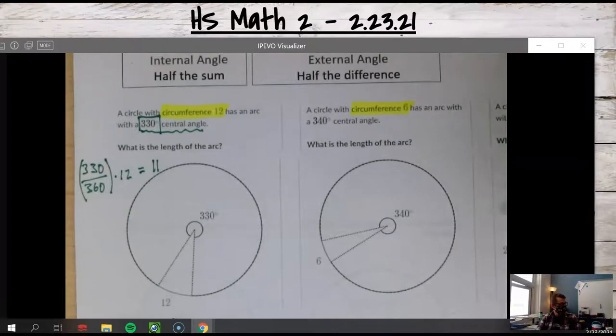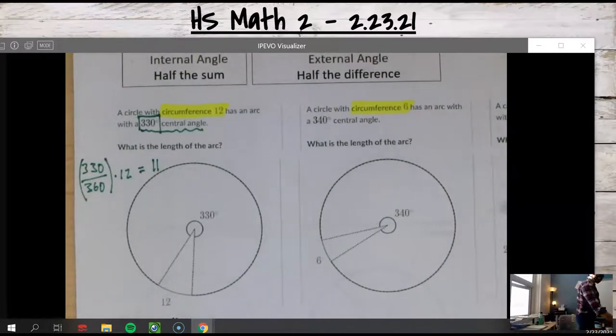We are using the ratio of, nice of you to join us. We're using the ratio of the central angle that we have divided by the entire angle. Especially if you've already tried to practice, you really haven't missed much.